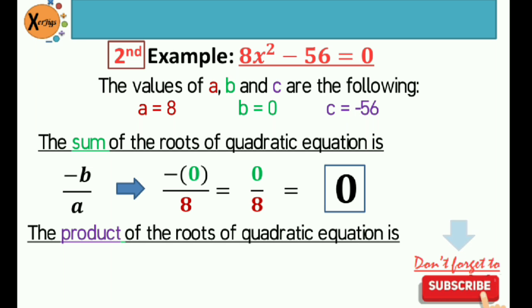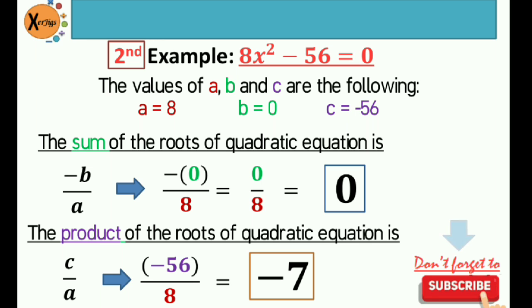Product of the roots, the formula is c over a. Negative 56 all over 8. So negative 56 all over 8, that's negative 7. So sum of the roots, that's 0. Product of the roots, negative 7.